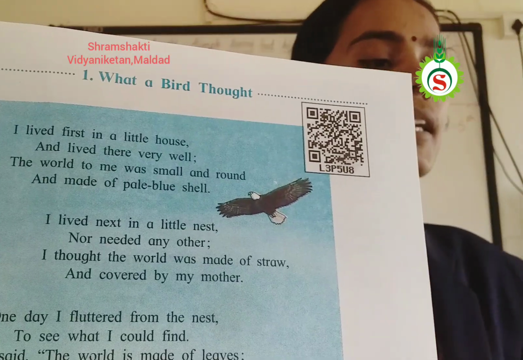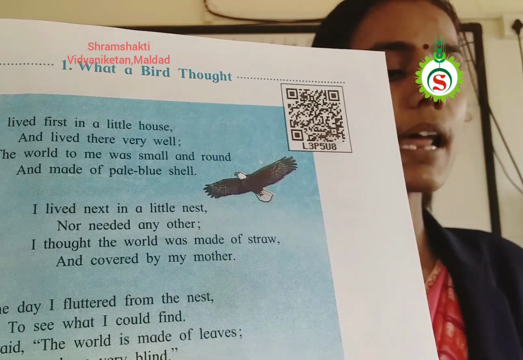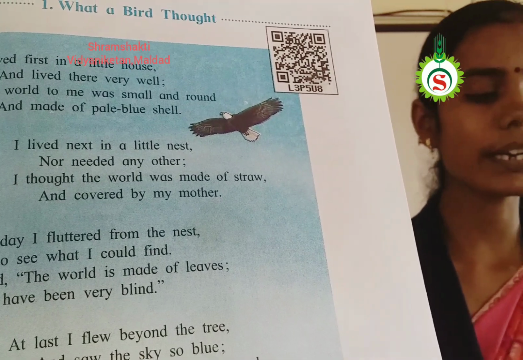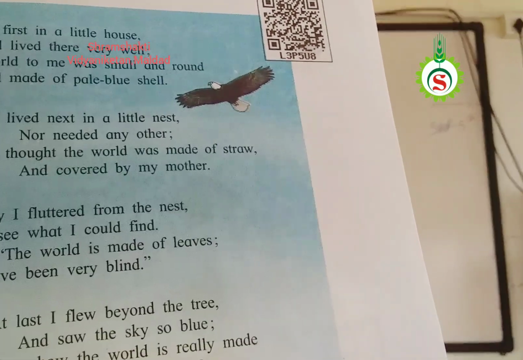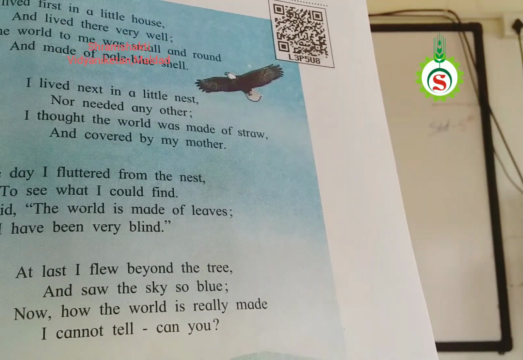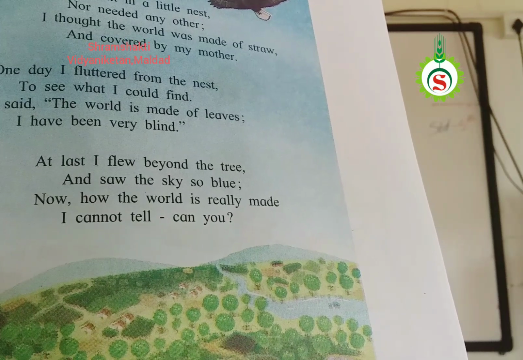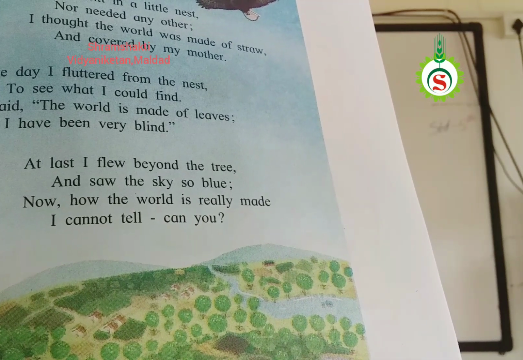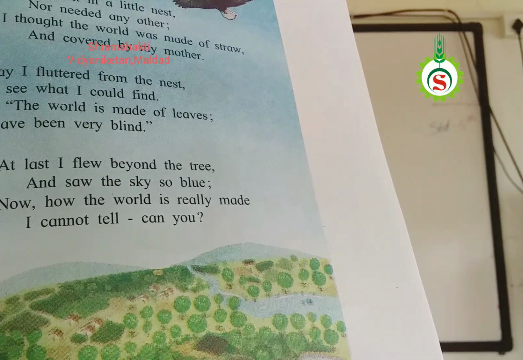I lived first in a little house and lived there very well. The world to me was small and round and made of pale blue shell. I lived next in a little nest nor needed any other. I thought the world was made of straw and covered by my mother. One day I fluttered from the nest to see what I could find. I said the world is made of leaves, I have been very blind. At last I flew beyond the tree and saw the sky so blue. Now how the world is really made, I cannot tell, can you?